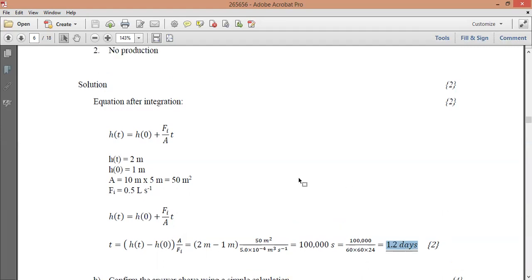So this is an example of how this question is solved. This is an example of an exam question in relation to this topic, single component system, mass balance.